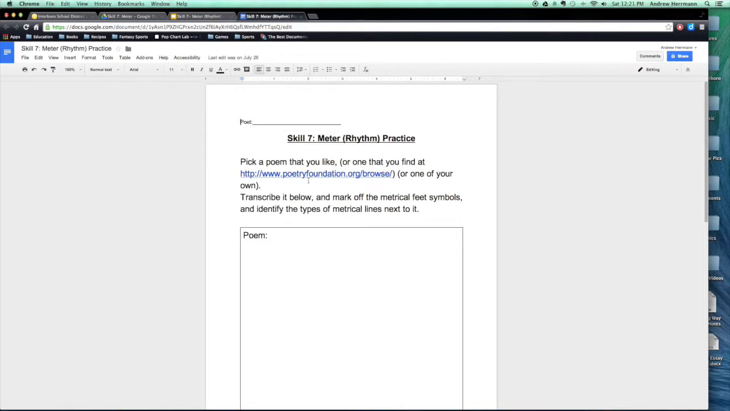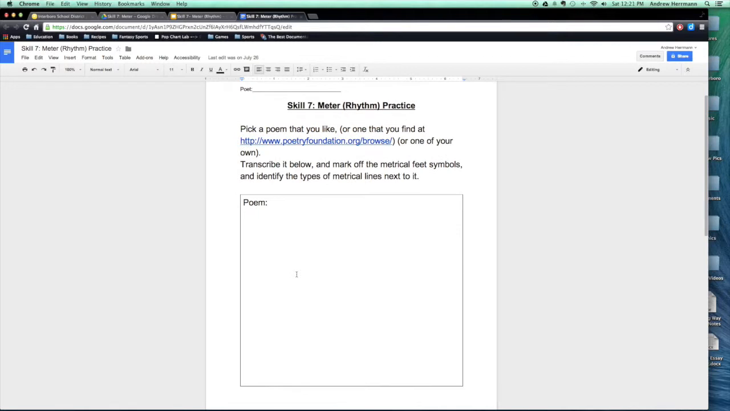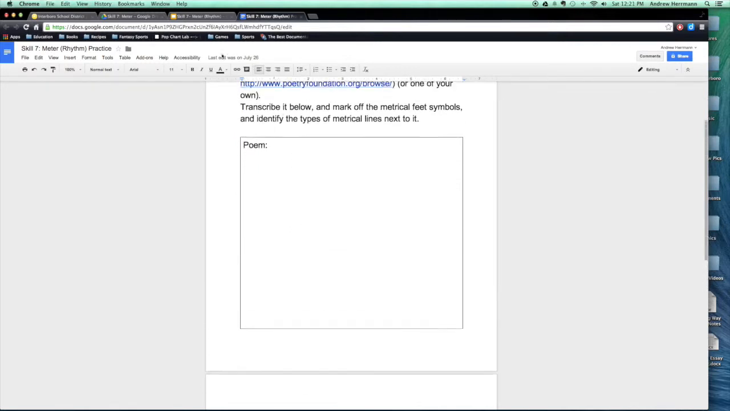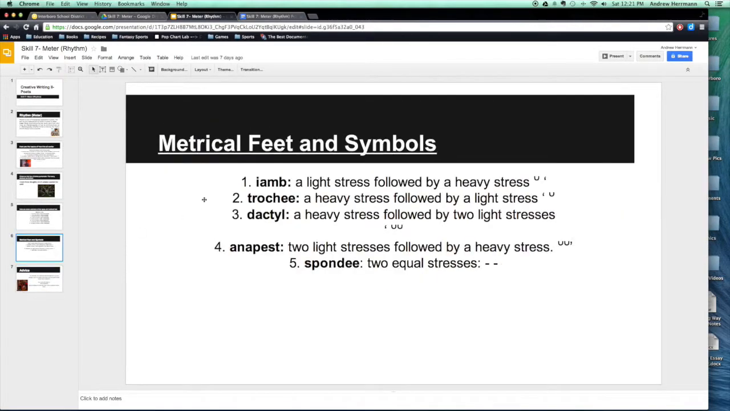For our practice, I want you to find a poem that you like or one that you've written in the past, and I want you to mark off the metrical feet and symbols for that poem. This will give you a better handle on rhythm, and you should use this page as advice. These are the symbols for the different types of metrical feet.